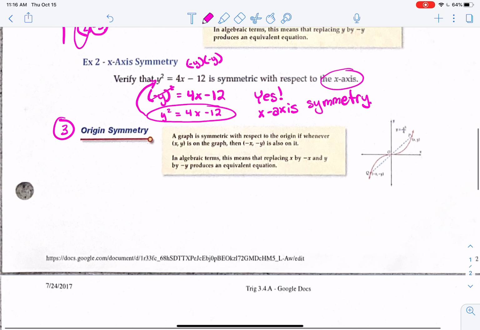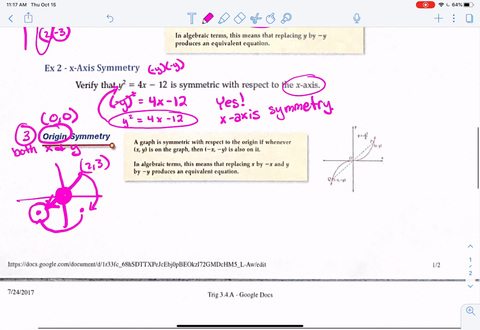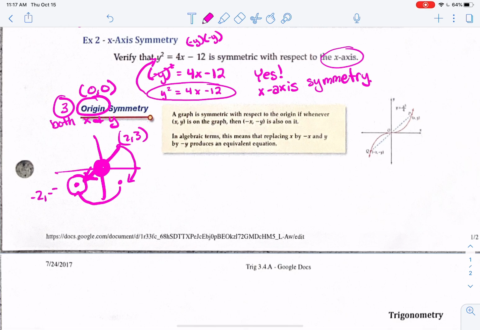All right, origin symmetry. The origin is the point (0, 0). So let's talk about that point that we keep referring to, the point (2, 3). Origin symmetry is kind of like saying both x-axis and y-axis symmetry. It's like taking that point and reflecting it across the x-axis and then reflecting that point across the y-axis. And that's going to land me a point over here. It's like reflecting it through the origin. I'm going through there, okay? And that point is going to be the point (-2, -3).